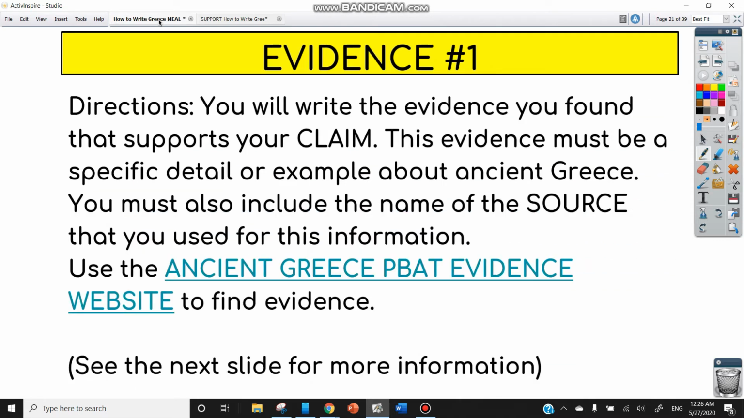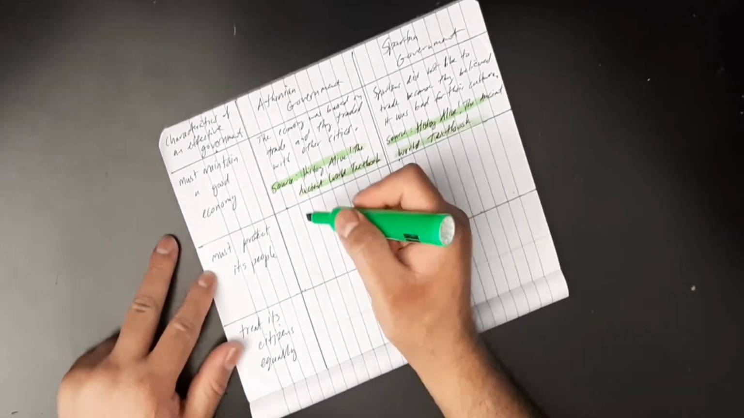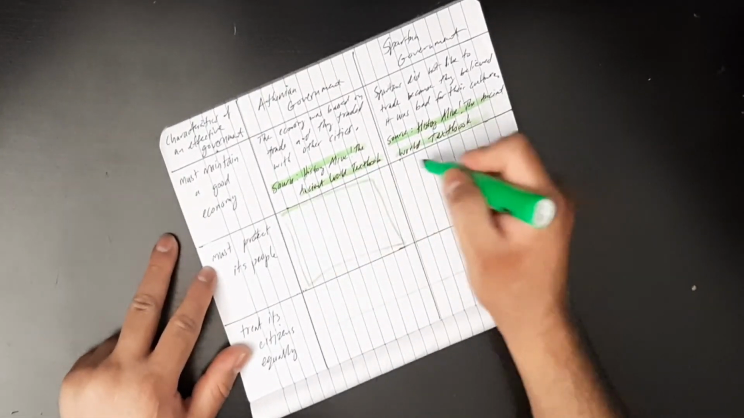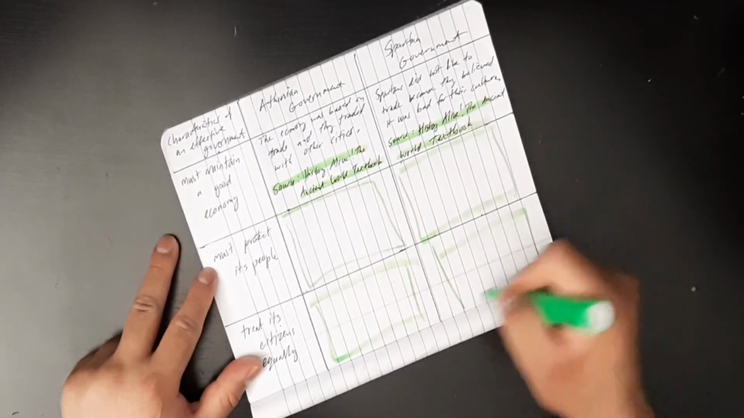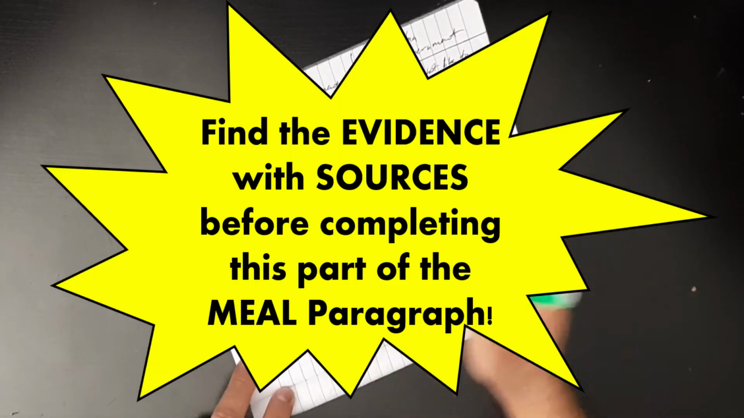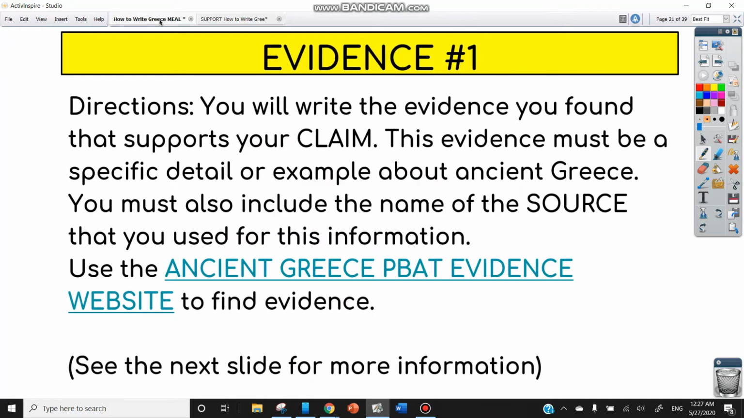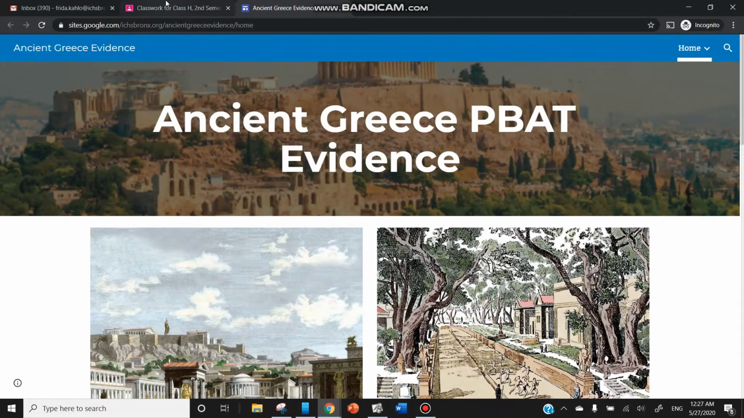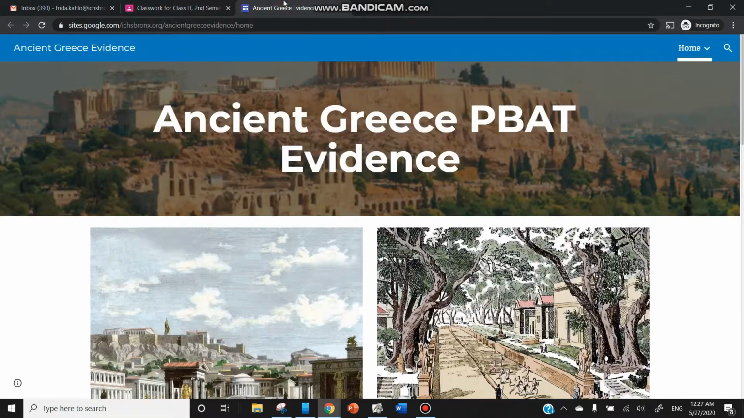You should already have your evidence ready to go before you start writing the meal paragraphs. It is part of the process of finding information for PBAT paragraph number 2. If you haven't done that already, then I suggest you look at the Ancient Greece Evidence website to find this information. And of course, this is located right here in your Google Classroom. Click on Evidence website right here, and it'll open this up.